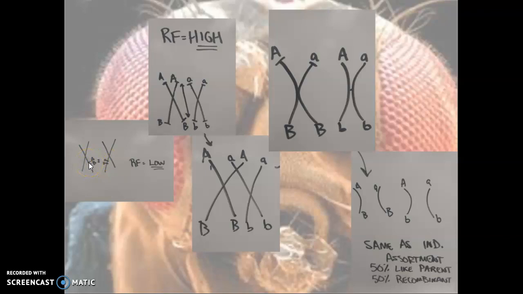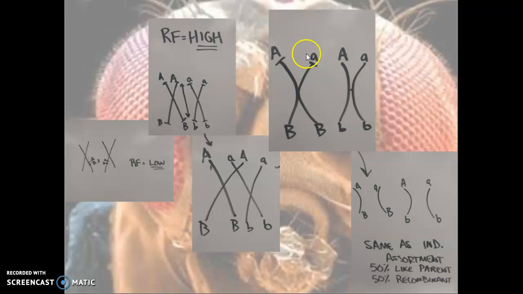But a high recombination frequency would be like if those two genes are on opposite ends of the chromosome. How often would they recombine, and how many recombinants would you end up with in the pool? Well, if we take these two tips right here and cross them over, and then swap them, then you end up with this. So you've got A with B, little a now with B, big A with little b, and little a with little b. So we crossed over right here, and then they pulled apart.